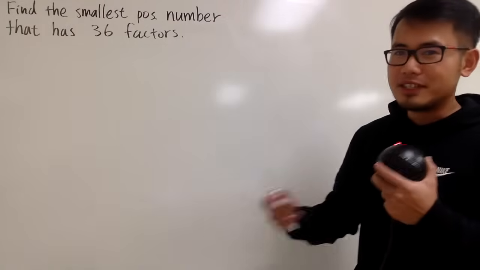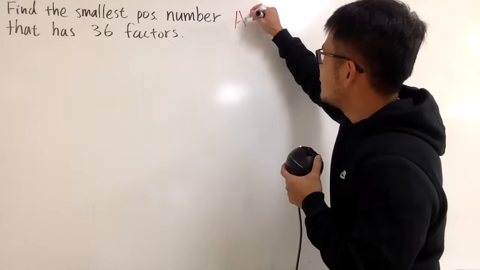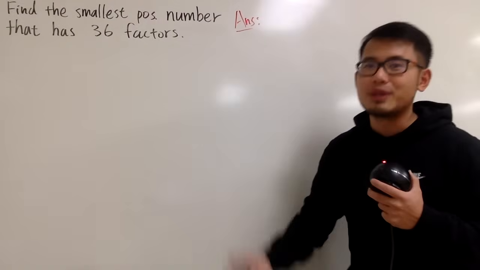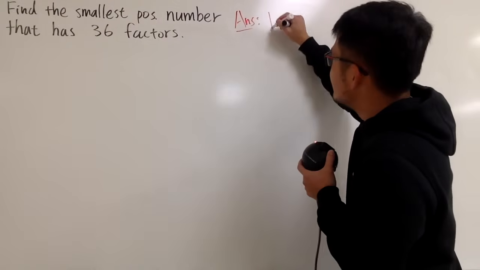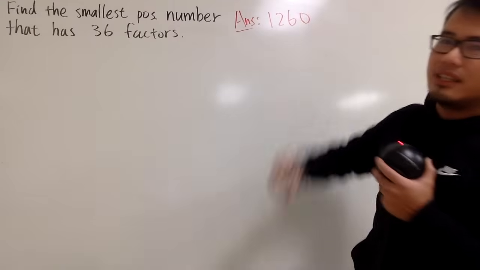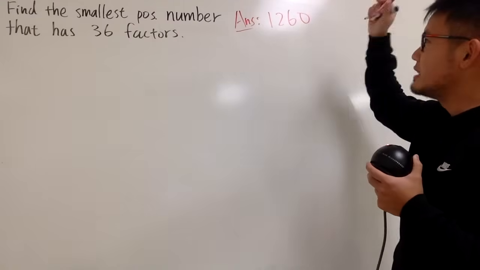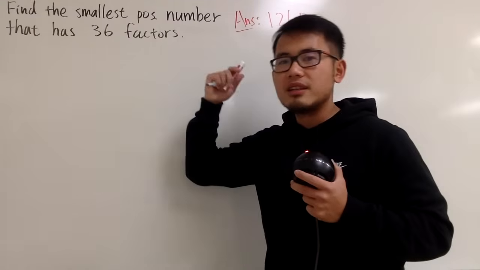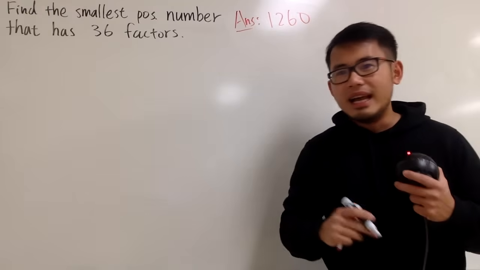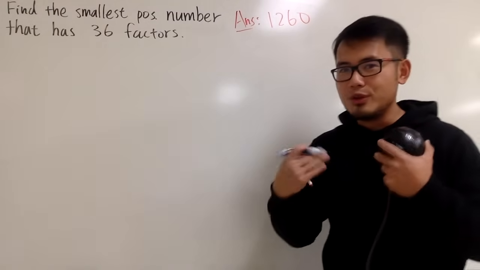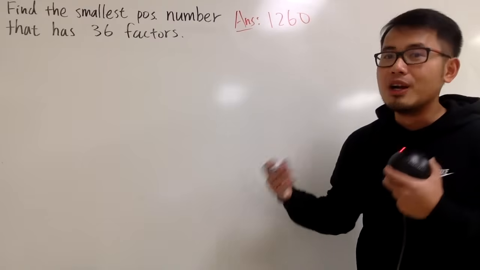Okay, hopefully you guys all had a chance to try it. And I know some of you guys cannot wait, so I will tell you what the answer is. The answer to this is 1260. Yes, this right here is enough to have 36 factors, okay? And you can comment down below and share your approach with us, and I'm going to share mine with you right now.